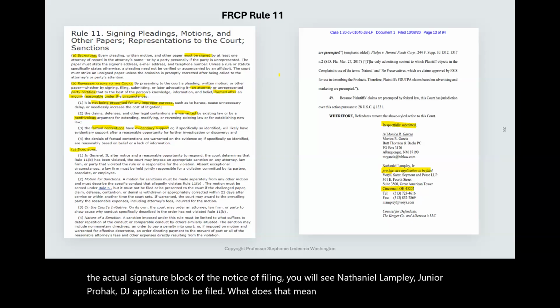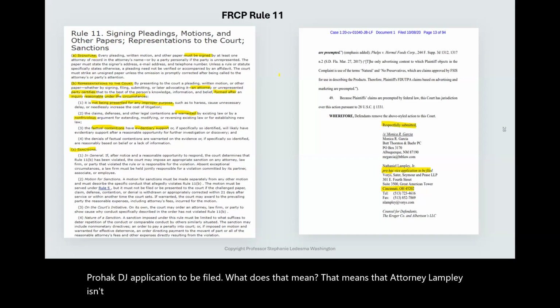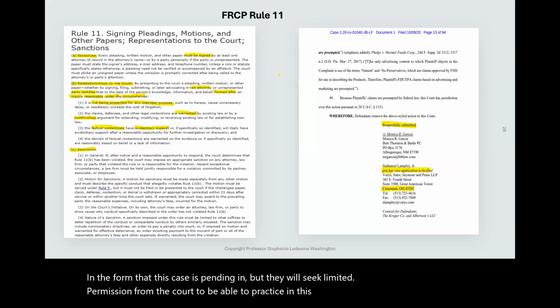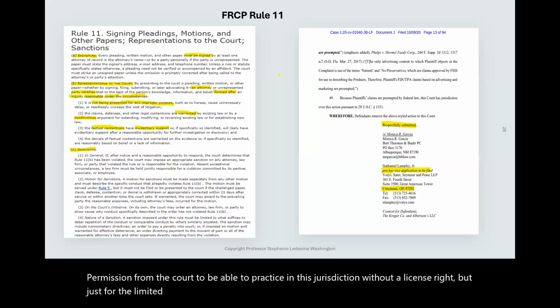That means that Attorney Lampley isn't licensed in the forum that this case is pending in, but they will seek limited permission from the court to be able to practice in this jurisdiction without a license, right? But just for the limited purposes of this case. Procedure is the glue that sticks everything that we do together.